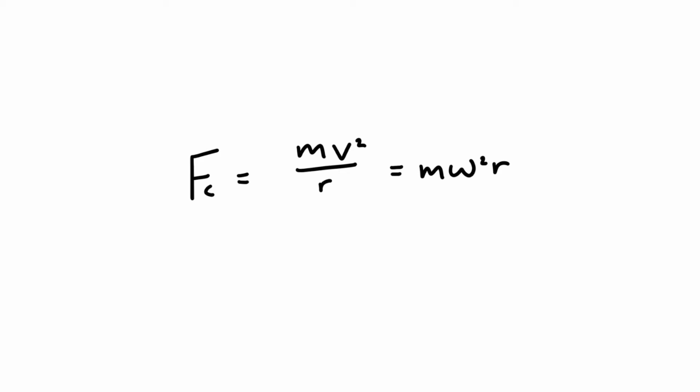The equation for centripetal force can also be written in angular terms. So mv squared over r is the same as saying m omega squared r, and this is because omega equals v over r. The centripetal force is supplied by different things in different situations. So for example, if you're in a car and you're going round a roundabout, then the centripetal force will be provided by the friction between the car's tires and the road surface.